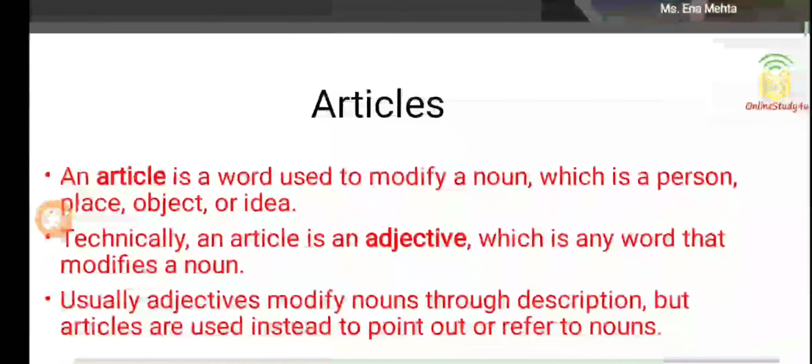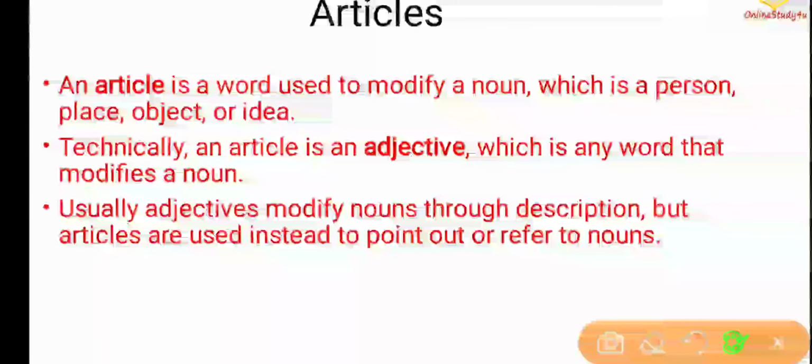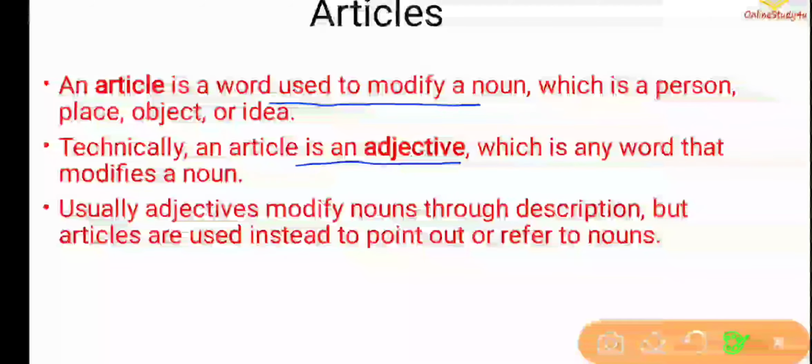See, what are articles? Now, an article is a word used to modify a noun, which is a person, place, object, or idea. If I say technically, an article is an adjective, which is any word that modifies a noun. You must have seen that we use articles before nouns, right? So we can say that it is an adjective, which is any word that modifies a noun, or something like that.